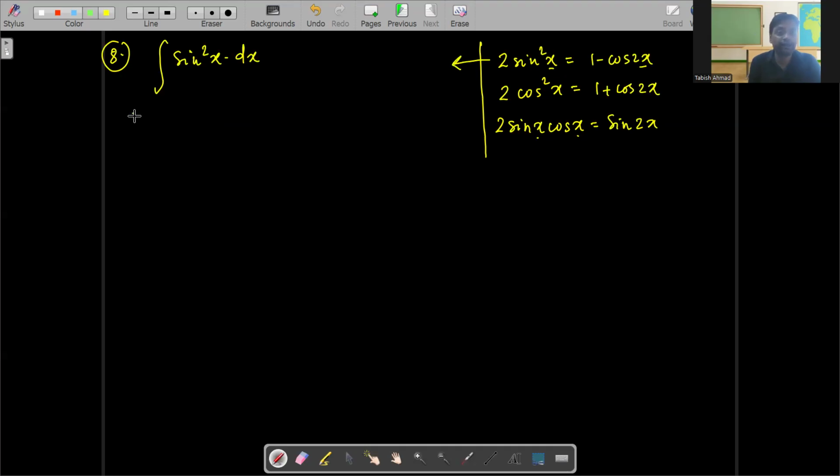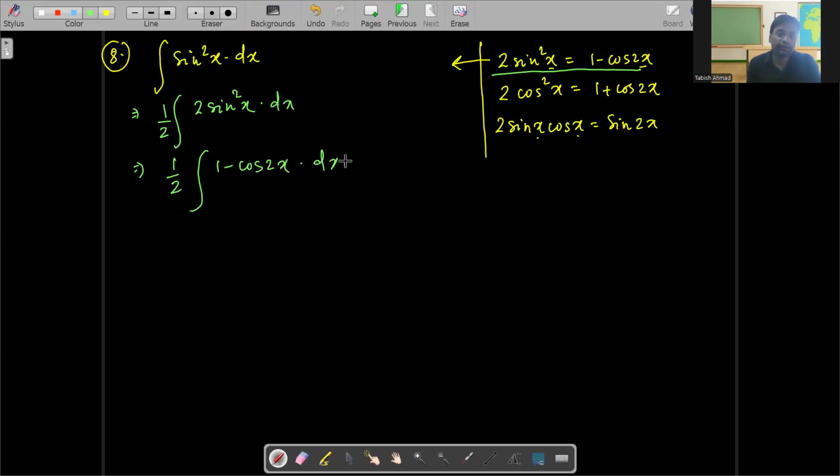So I can rearrange this as integration of sine square x. I will multiply it by 2 sine square x, and I can divide it by 2 also, so I will write 1 by 2 outside, dx. So it will become 1 by 2 integration of 2 sine square x, that is 1 minus cos 2x, dx. Now integrate separately. 1 by 2 stays outside. So that is integration of 1 dx minus integration of cos 2x dx.